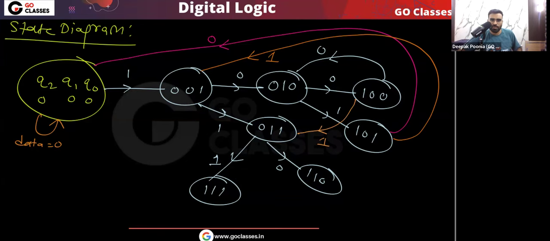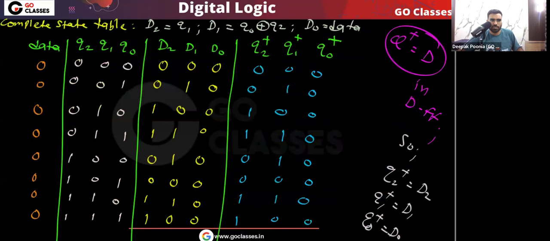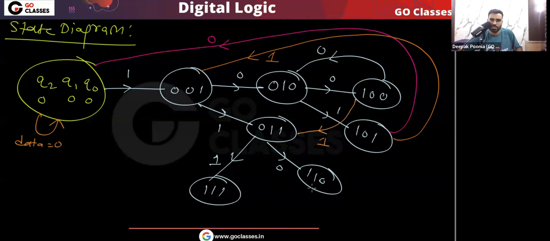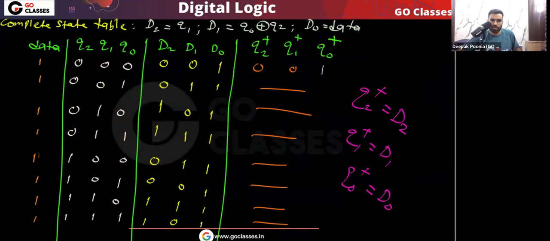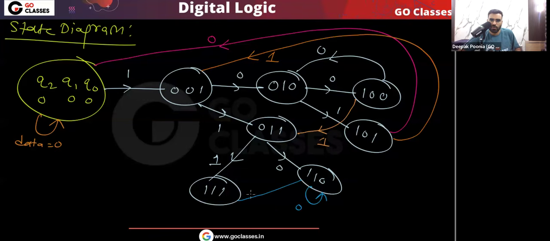Now let's see state 6. From state 6 on 0 we are going to 6, and from state 6 on 1 we are going to 7.